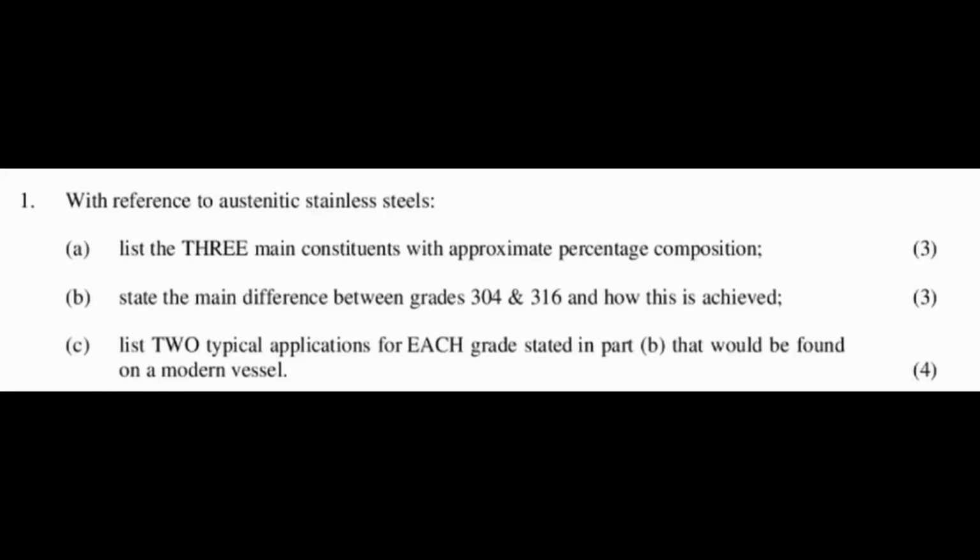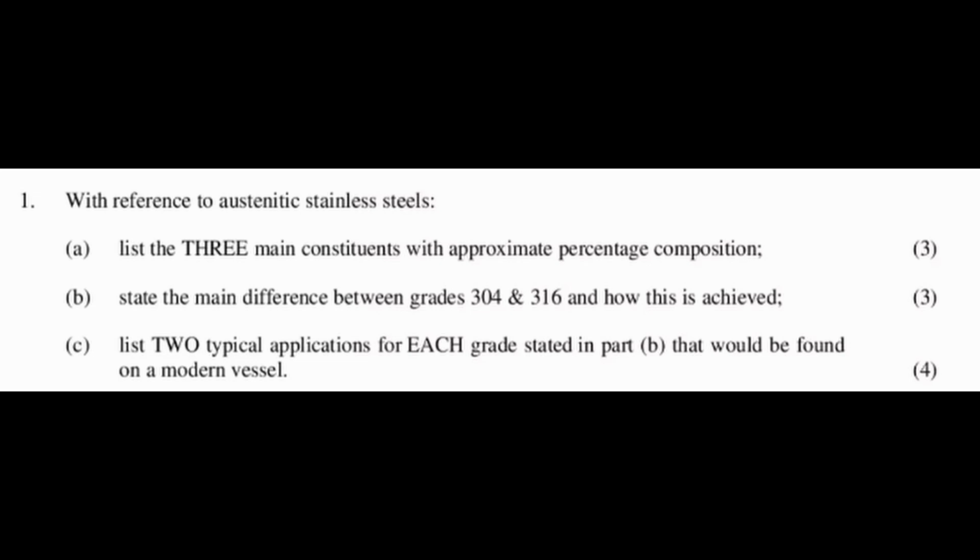Grade. With reference to austenitic stainless steel, A. List the three main constituents with approximate percentage composition. B. State the main difference between grades 304 and 316 and how this is achieved. C. List two typical applications for each grade stated in Part B that will be found on a modern vessel.